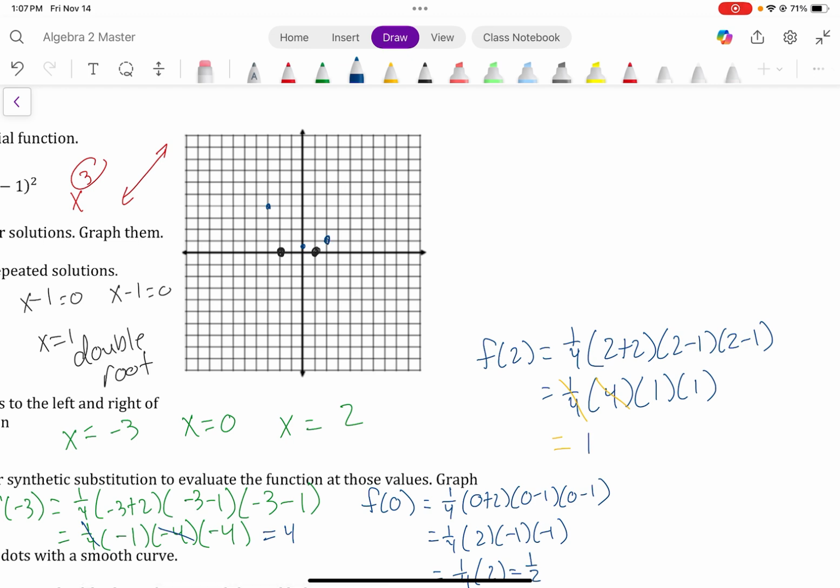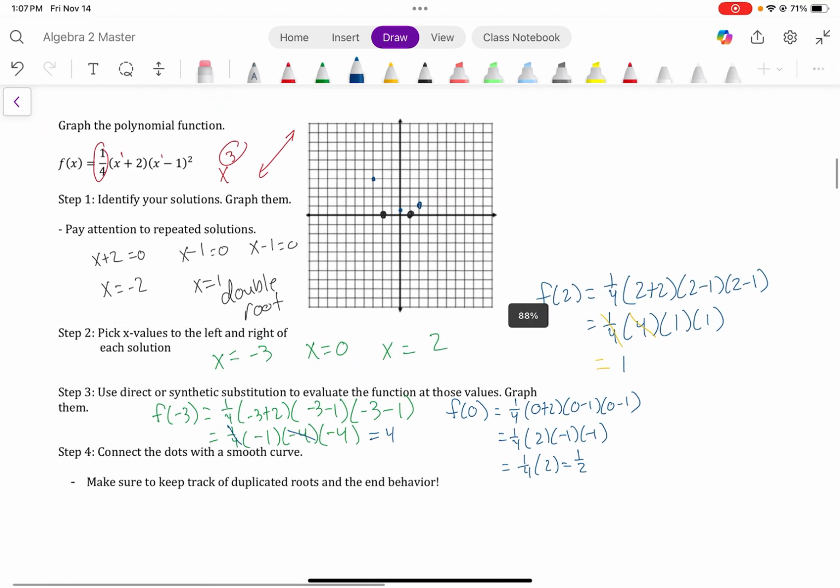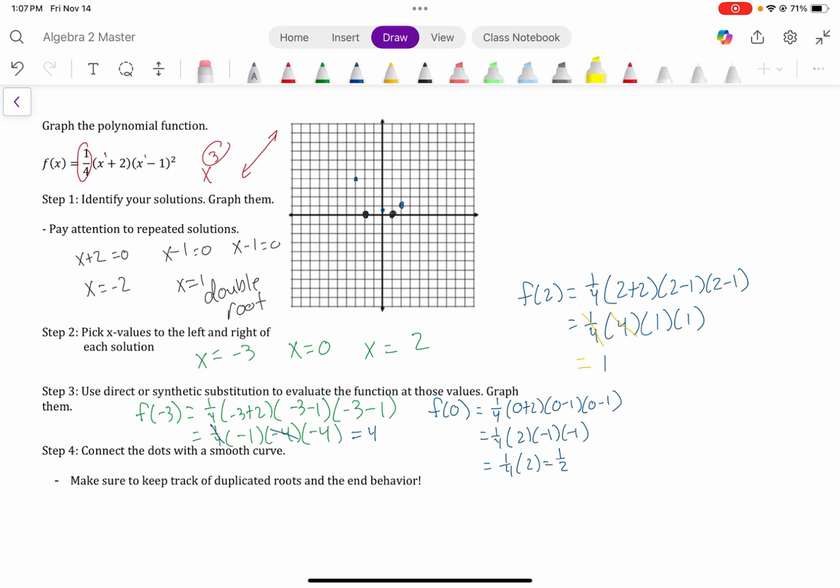All right, so I've got 5 dots. Wonderful. This is where I connect the dots with a smooth curve, but I have to keep track of duplicated roots and end behavior. I know that I already have a mistake in my graph. Right now, I know it. Because, like we said right there, I should be going down to the left and up to the right. And right now, it looks like I'm going to go up to the left and up to the right, which would be an even power. So something went wrong.